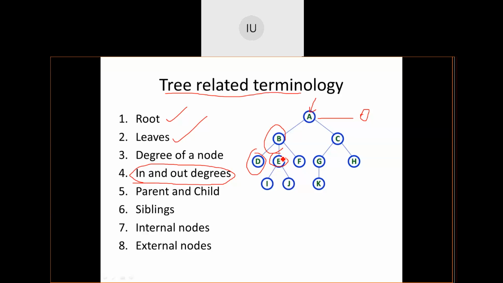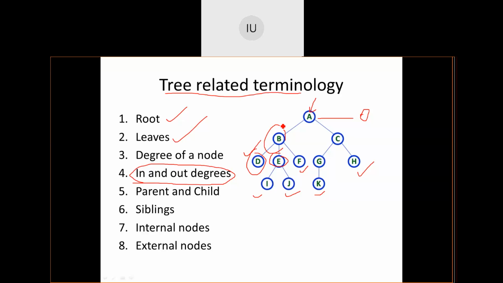No. So the leaf nodes in the depicted picture are D, I, J, F, K, H. I'll repeat. D, I, J, F, K, H. I'll always move from left to right. It becomes much more convenient to write the things. You will not miss anything if you start in an orderly manner.